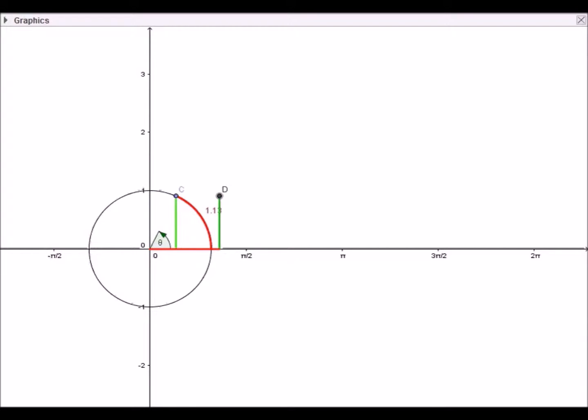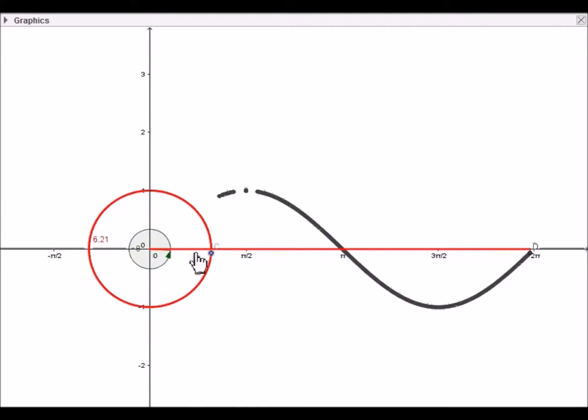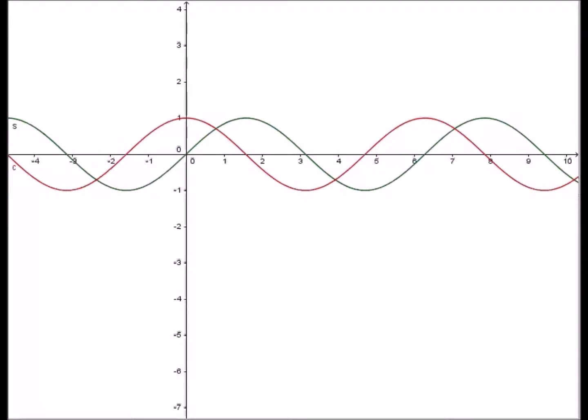Now by varying the angle, the point D will trace out points that lie on the sine curve. So if I do a full rotation, I get a complete picture of what the sine function looks like over the interval 0 to pi. In green you have the sine curve, and I could have also used GeoGebra to construct the cosine curve that you see in red. So it is not surprising to see that the cosine curve is just a translation of the sine curve.